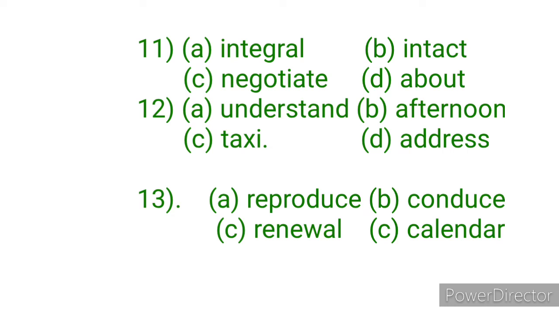And let's see these questions from 2019. In each of the questions 11 to 13, choose the option that has its stress on the first syllable. Question 11: A. Integral. B. Intact. C. Negotiate. D. About. 12: A. Understand. B. Afternoon. C. Taxi. D. Address. And 13: A. Reproduce. B. Conduce. C. Renewal. D. Calendar. Now let's answer question 11.